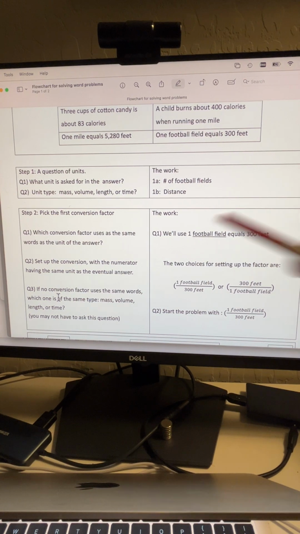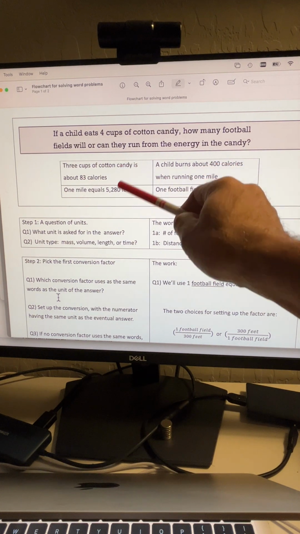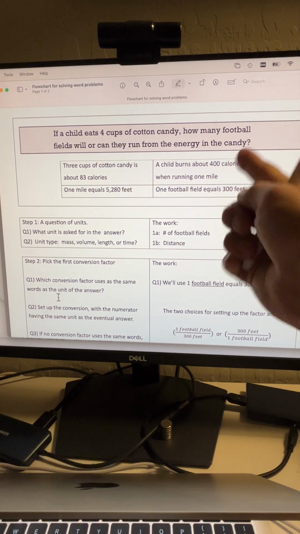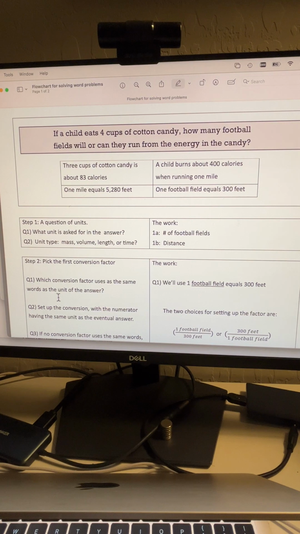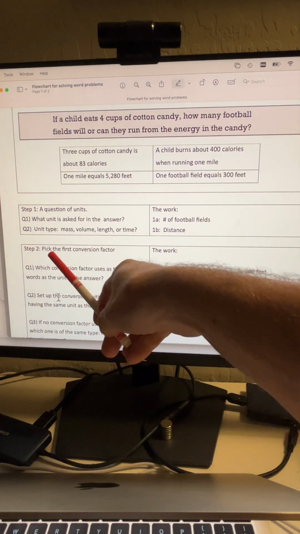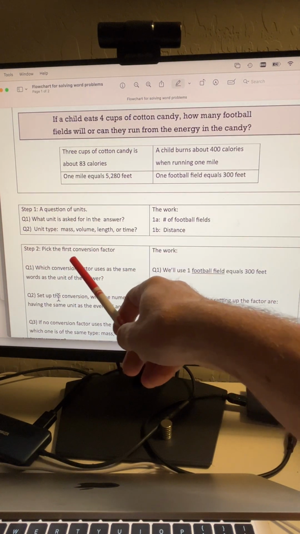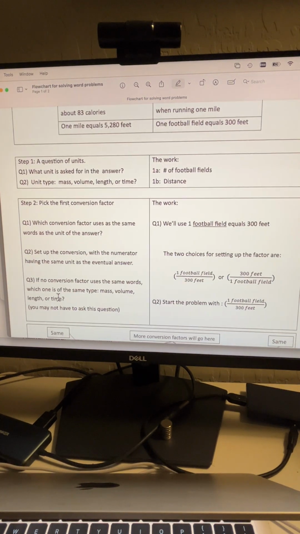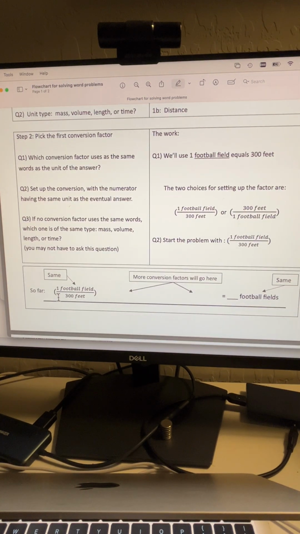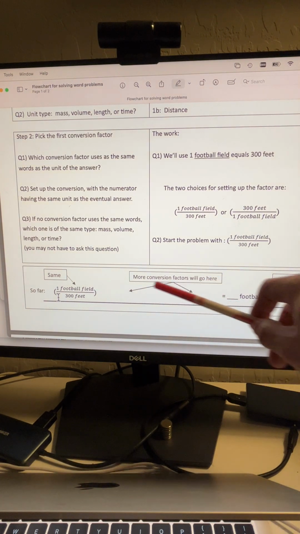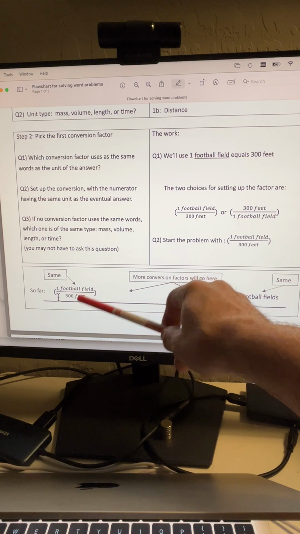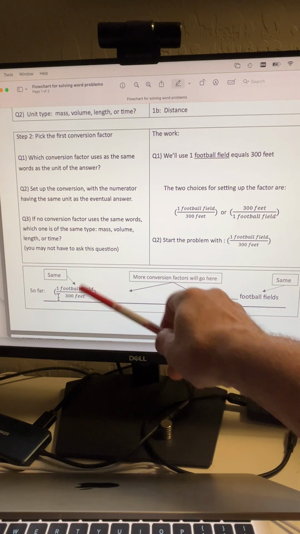So step 2 is pick the conversion factor. And we need to start the problem with pick 1. And I could have written pick the first conversion factor. Let's look down here at what the problem looks like so far. We have equals blank football fields. We want to know how many football fields the kid's going to run. And here's space for our work, and I'll explain what these are. This is the first conversion factor.